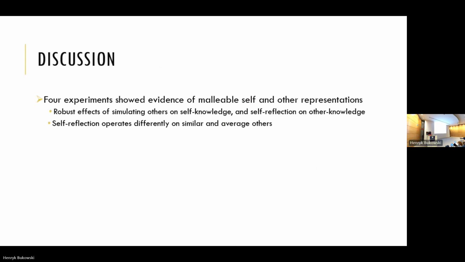Okay, so what we found across 4 experiments with 4 independent samples is evidence to replicate this malleability of the self. So showing that when we think about others, we change the way and the knowledge that we hold for ourselves. And similarly, we've shown the reverse, that when you think about the self, it changes the way you think about other people. And so we've shown these robust effects across 4 experiments.